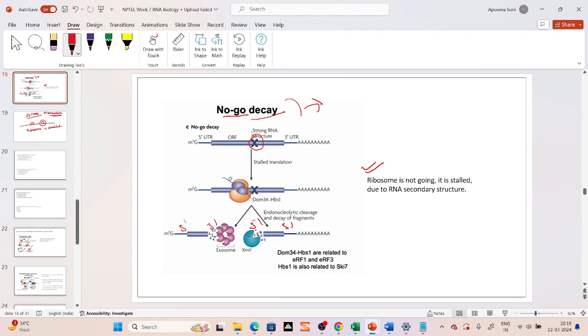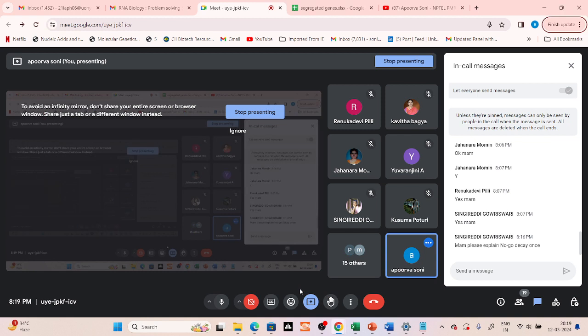Is it clear or not? Yes, ma'am. Okay, so Singhi Reddy, Gaurishwari, is it clear to you? Okay. Okay, now we'll move further with the questions.